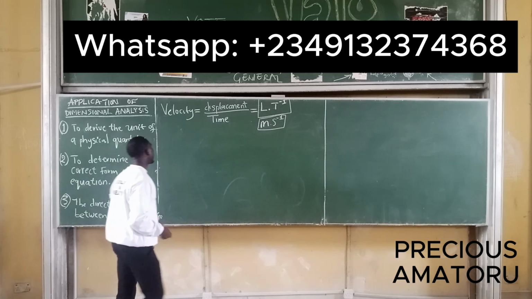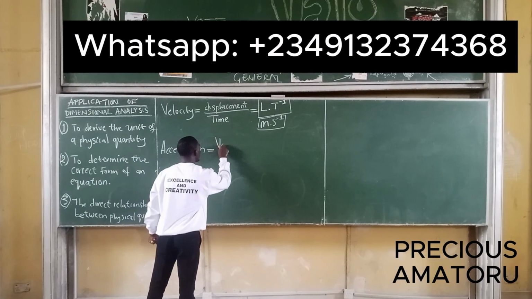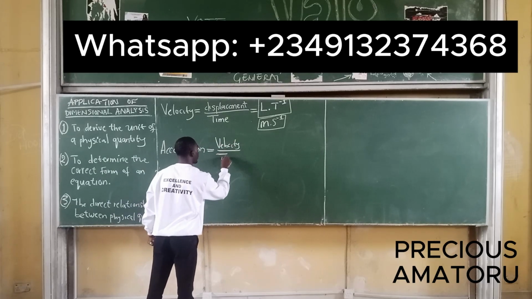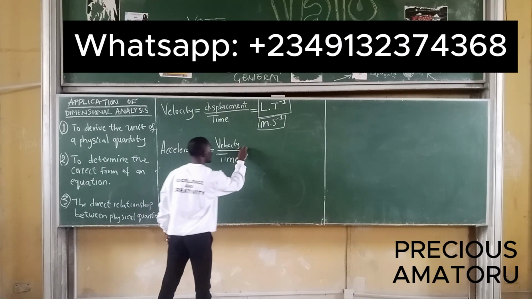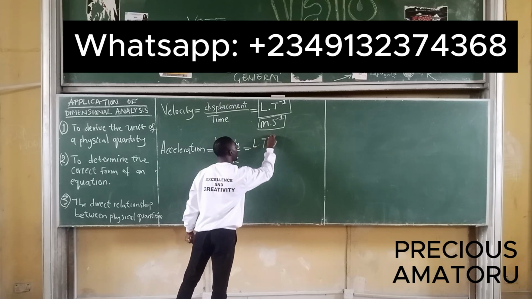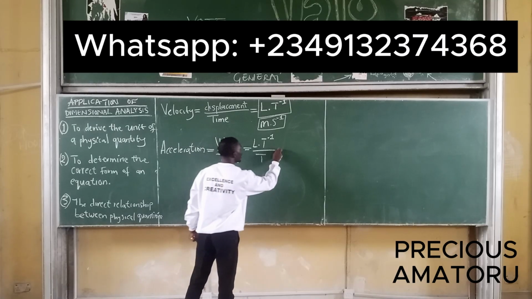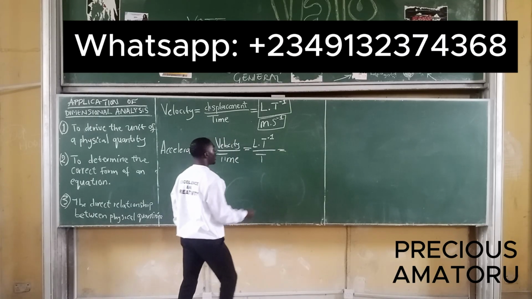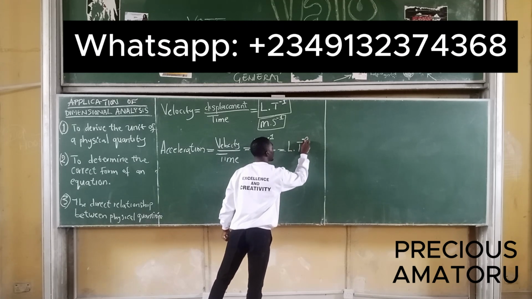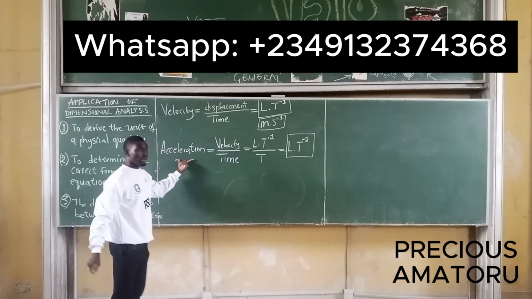Let's see for acceleration. We have that acceleration is velocity all over time, and this is equal to L multiplied by t to the power of minus 1 all over t. So this is equal to L multiplied by t to the power of minus 2. Now this is the dimension for acceleration.